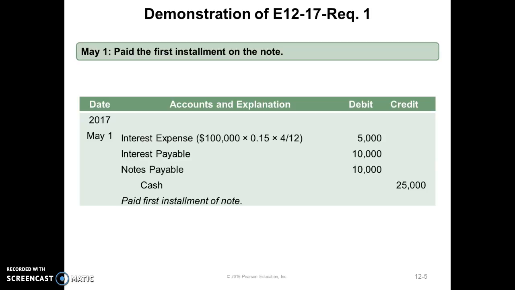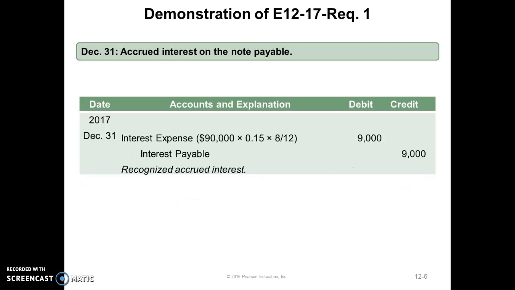And we're also going to pay the interest for the 4 months, right? Because now we have January, February, March, and April that we have to account for. So that's 4 divided by 12 for 4 months. So we pay 15,000 worth of interest, and the 10,000 of principal that we pay every year. So cash altogether, we paid out 25,000.